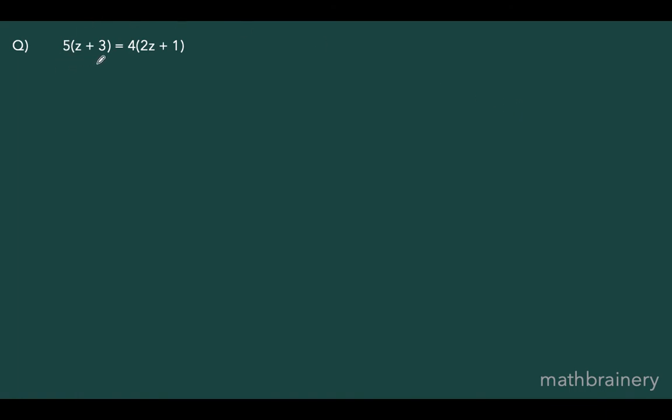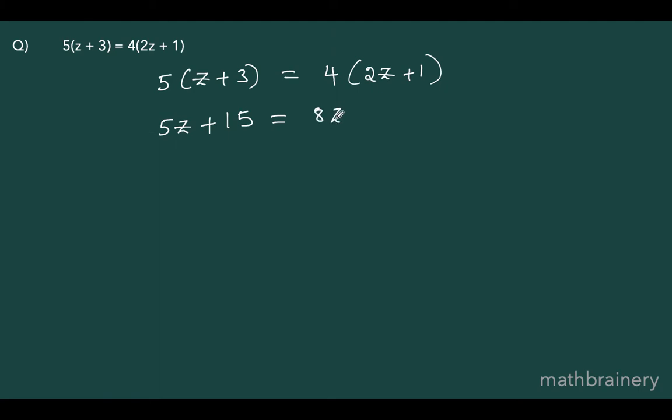5 times z plus 3 is equal to 4 times 2z plus 1. Let's expand this now. 5 times z is 5z plus 5 times 3 is 15, is equal to 4 times 2z is 8z plus 4 times 1 is 4.